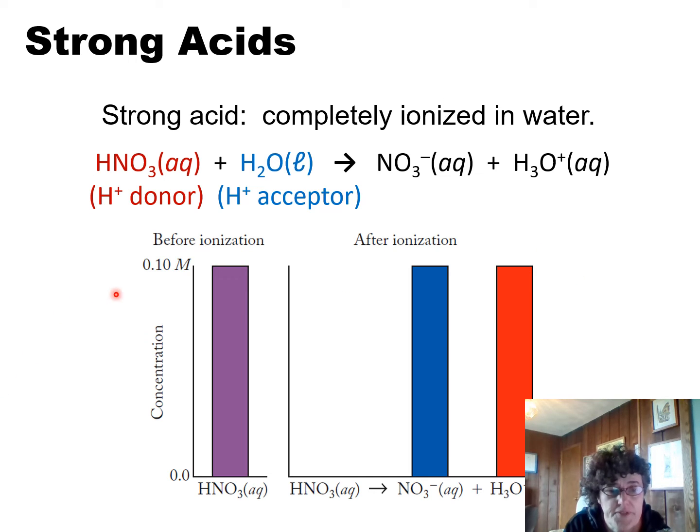So that means that if I have 0.1 mole per liter of nitric acid in the solution, as soon as I put the nitric acid in the solution, there is going to be no nitric acid left as such, and I will have 0.1 mole per liter of nitrate ion and 0.1 mole per liter of H3O+ ion.